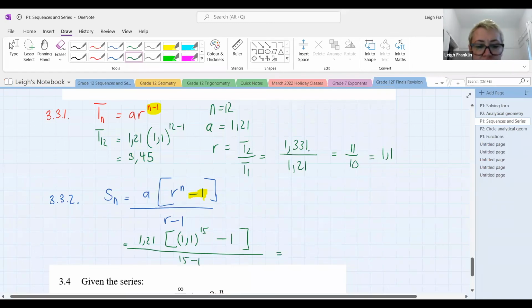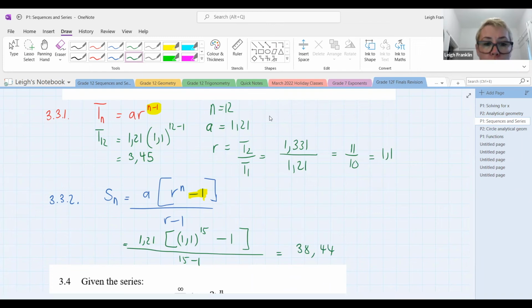And then I quite agree. I shouldn't be writing on the right-hand side here. I should be writing underneath. But anyway, it doesn't matter. I got the same as you. I got 38,44. Okay, no, so there we go.